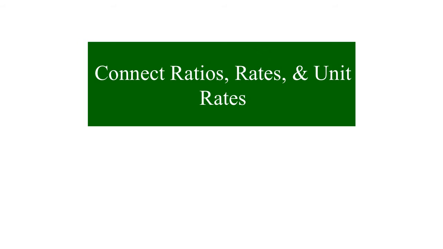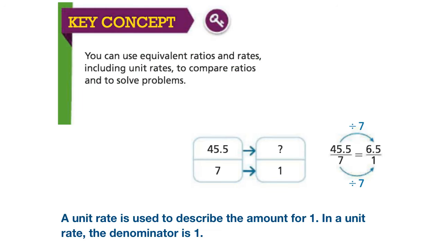We are going to start out looking at the first 2 lessons of our textbook, 2.1 and 2.2, over unit rates. A unit rate is used to describe the amount for 1. In a unit rate, the denominator is 1. You may see words like for every or per. These are telling you that you are dealing with a rate. And if following the for every and per is referencing 1, you are specifically talking about a unit rate. Miles per hour, feet per second, cost per pound. These are all unit rates.